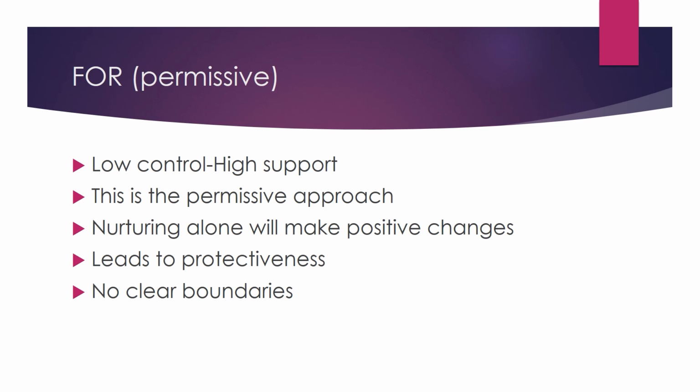The third pane in the social discipline window is 4. 4 is low control and high support, which equals a permissive approach. The 4 approach believes nurturing alone will make positive changes and lead to protectiveness. There are no clear boundaries with the 4 approach.